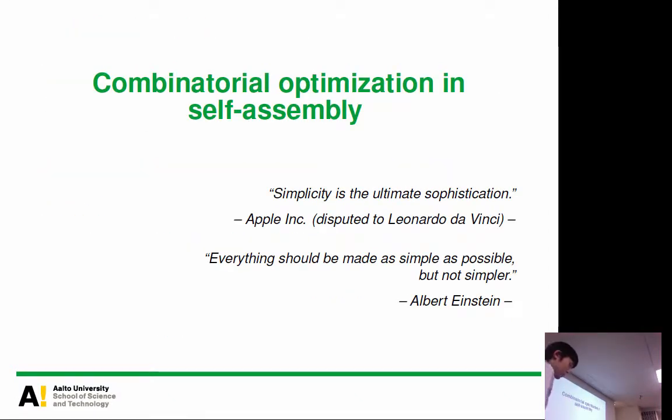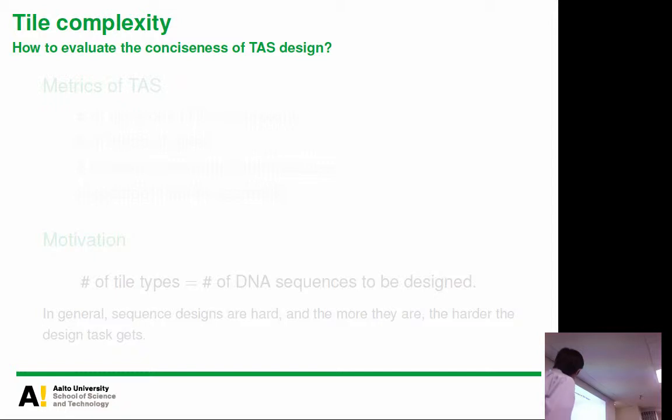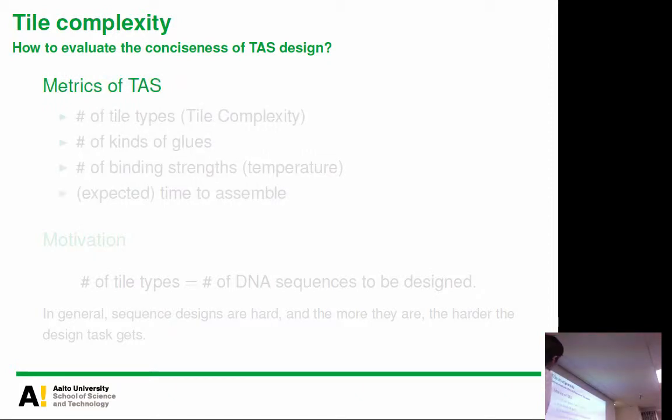All right. So then I don't have so much time left. So let me talk a bit about combinatorial optimizations. Tile complexity is the motivation of our programs. So the question is how to evaluate the conciseness of a tile assembly system design.